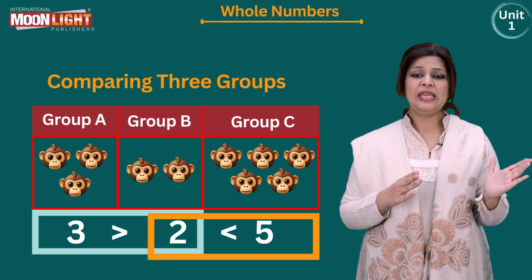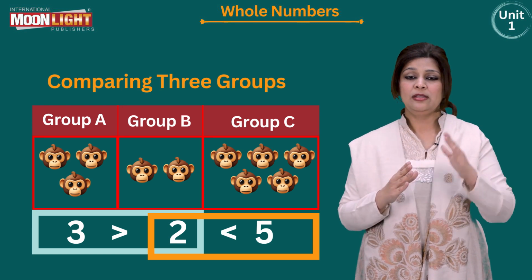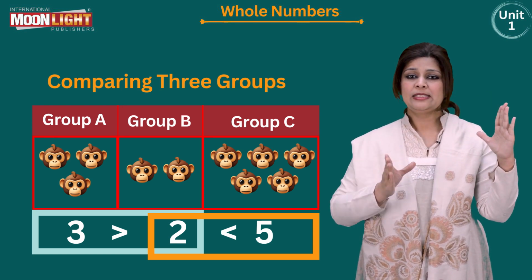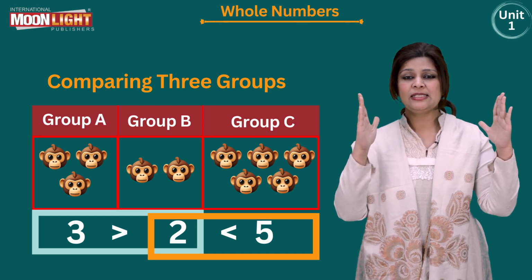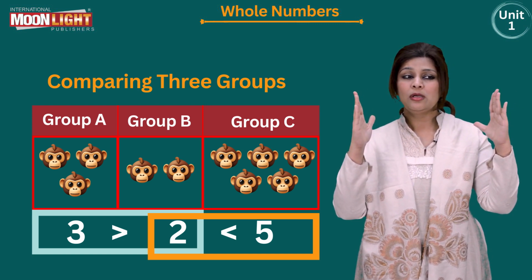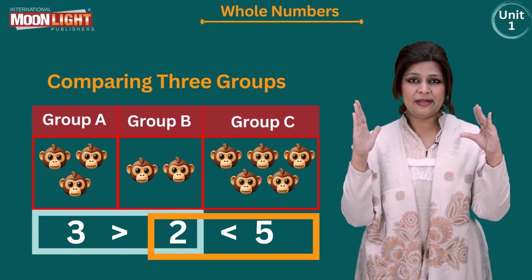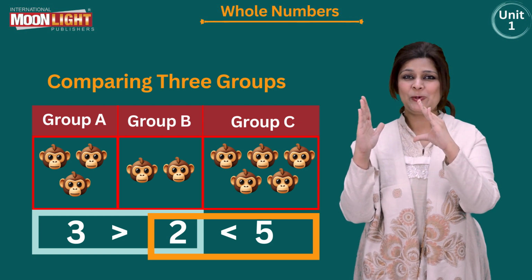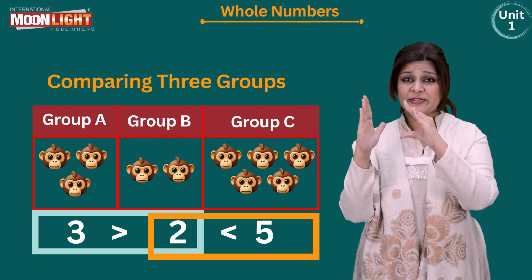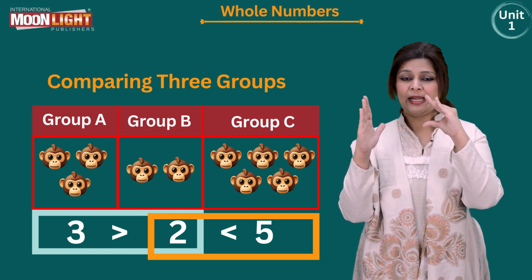By comparing group B and C, we know that the number 2 is here and number 5 is here, because B is here and C is here. So which symbol will come? Just remember the example of the hungry crocodile. So that hungry crocodile is going to eat the bigger number, and which number is bigger over here? Number 5 is bigger over here. Okay, so this symbol will come over here instead.